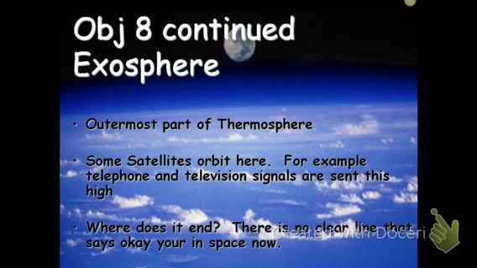And then extending out from the thermosphere into outer space is called the exosphere. That word part, E-X-O, means outer, so it is the last layer. It's the outermost part of the thermosphere. Some of your satellites orbit in the exosphere. Telephone and television signals are sent to satellites that are located in the exosphere. But with the exosphere, we don't know where it ends. There's no clear line to say, okay, the Earth's atmosphere is done. It extends out, and because the particles are so far apart, we don't know exactly where the atmosphere ends and space begins.